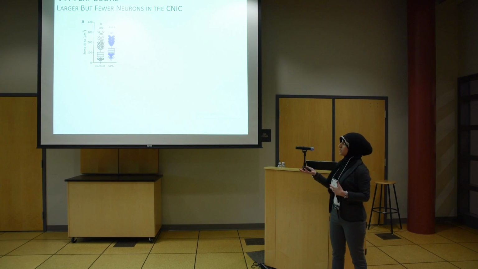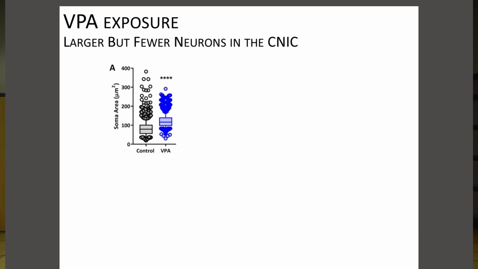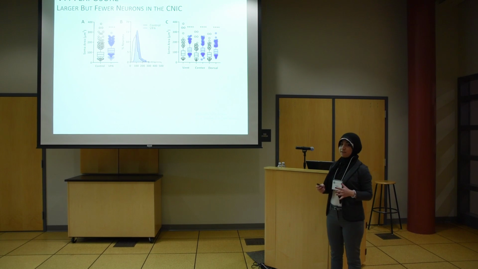So A is showing us essentially what we discussed on the previous slide, that there was a significant increase in the size of the neurons in the VPA group. And B is showing us that not only was the average size larger, but the entire range was shifted to the right. And that's consistent throughout the entire central nucleus. The ventral, center, and dorsal aspects of that central nucleus all had significantly larger neurons.